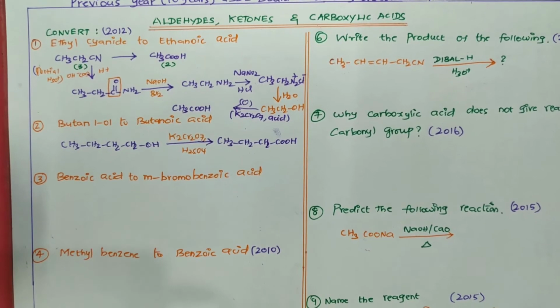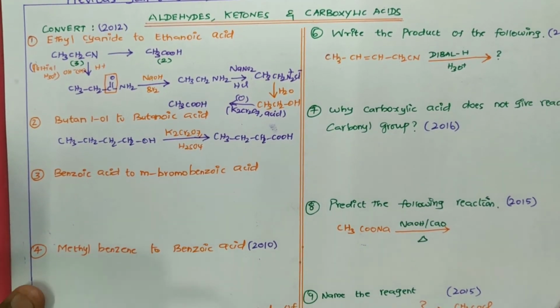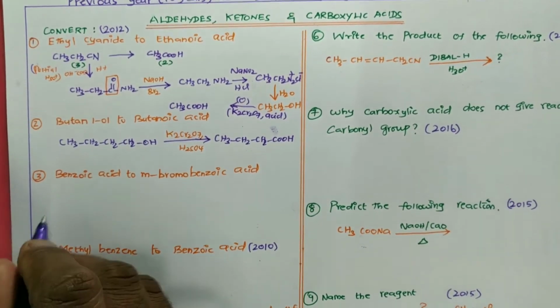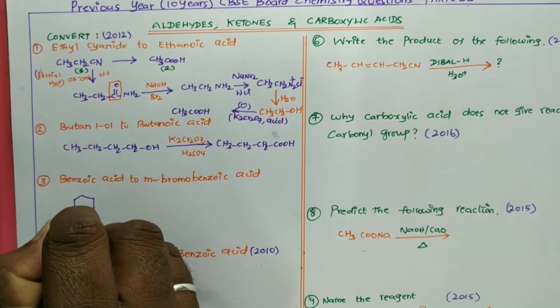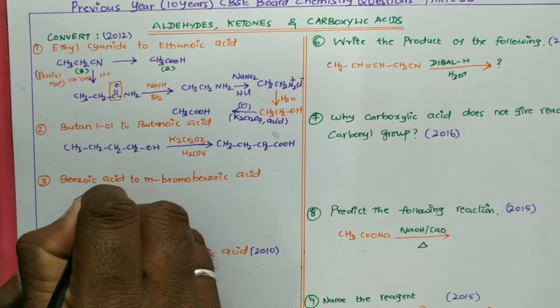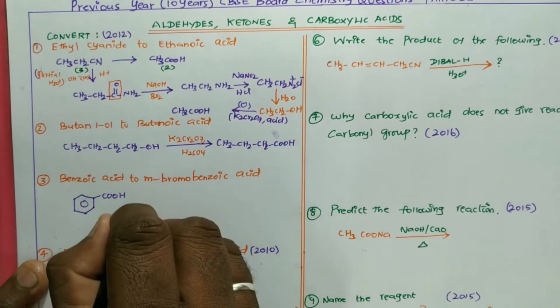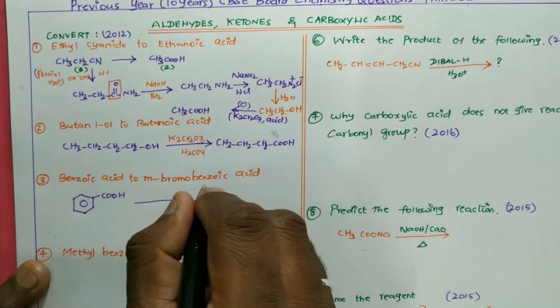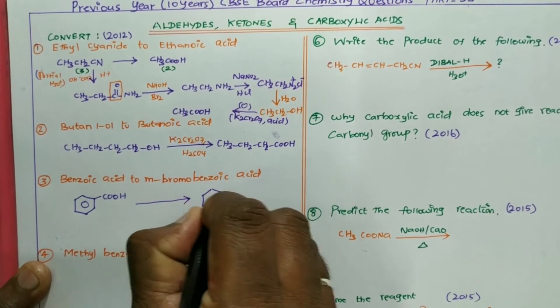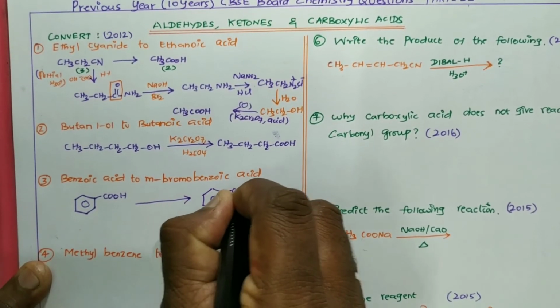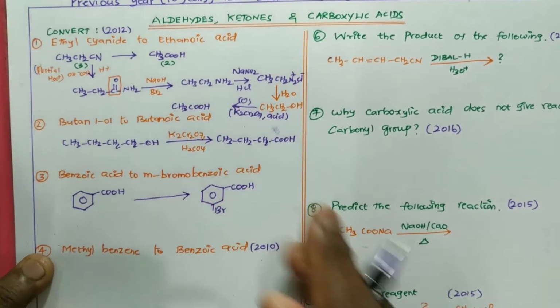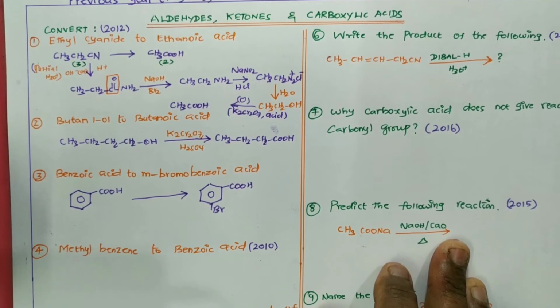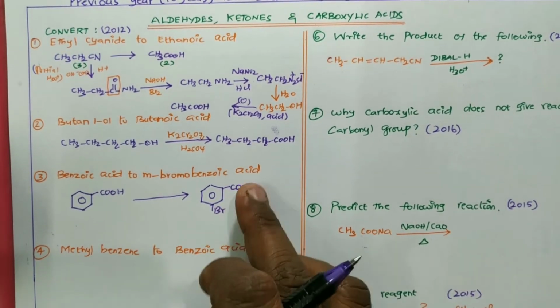And the next one is benzoic acid to metabromobenzoic acid. So here we must be very careful. What is benzoic acid? I have to write the structure like this. This is COOH. This is benzoic acid. But I have to convert it to the product, metabromobenzoic acid. So we have to be very careful. As we know, I think you know very well about the ortho, meta and para positions.